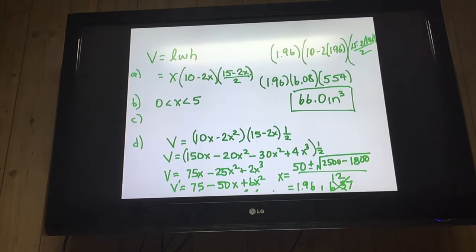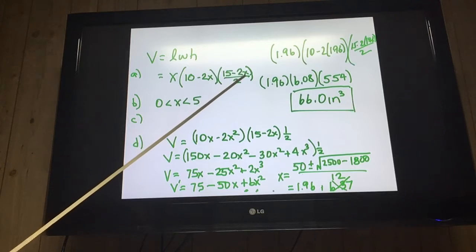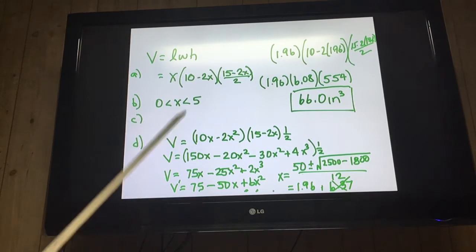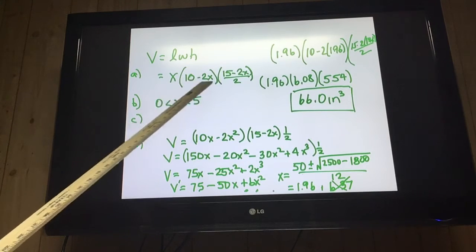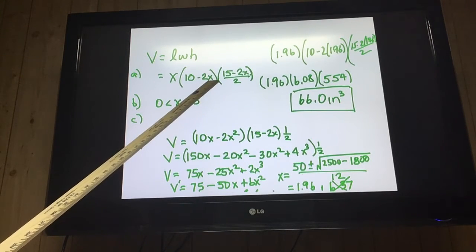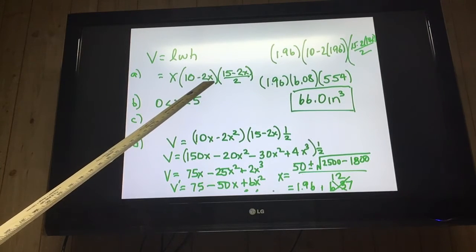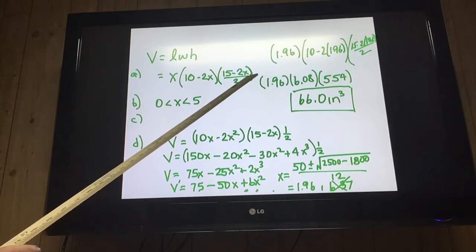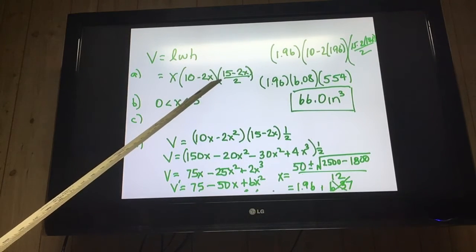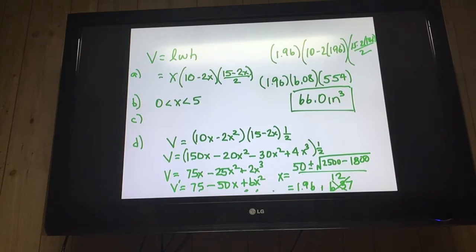Letter A, they just want a formula or an equation for that. So we're just going to put length in for length, width in for width, height in for height. I got them switched around there, but it's the same equation. Letter B, they ask us, what is the domain? Well, remember, it can't be negative, so this has to be positive, so I have to have an x that is less than 5. If I have anything greater than 5, then I have a negative here. Same thing here, I need x less than 7.5, but this overrides, so it has to be between 0 and 5. I can't cut out a square that is 0.